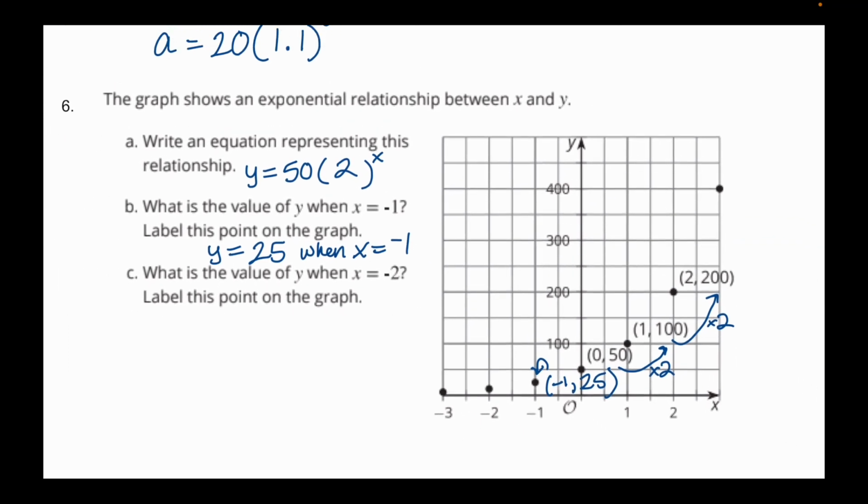Part C says, what is the value when x is negative 2? And now label this point on the graph. If we keep going with our pattern, half of 25 is going to be 12.5. So we would say y equals 12.5 when x equals negative 2. And so this one here, I would put negative 2 comma 12.5.